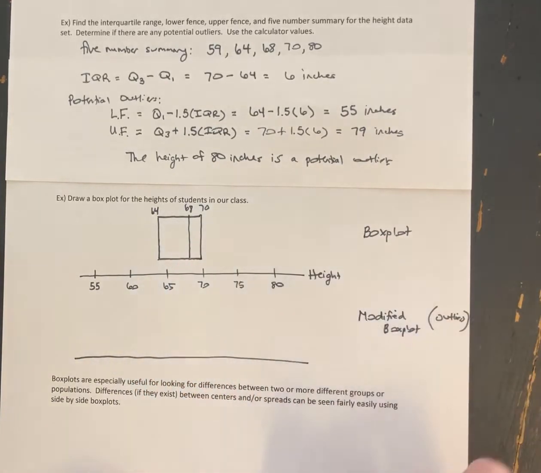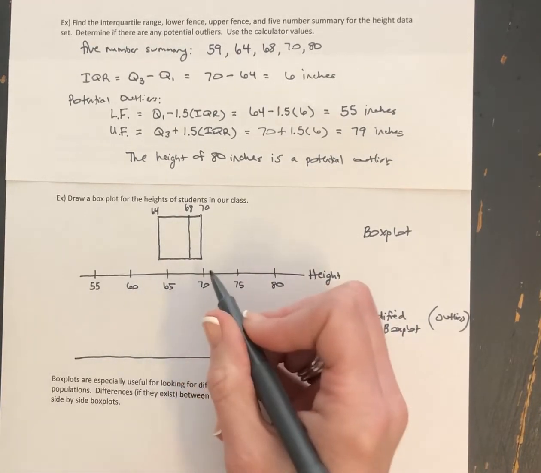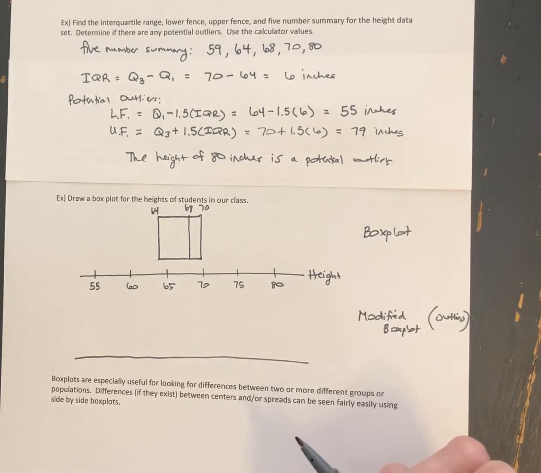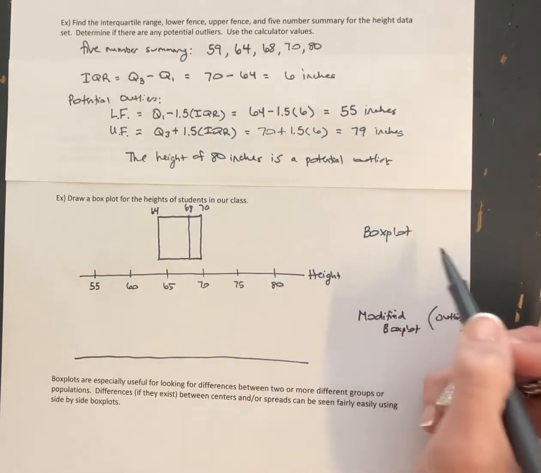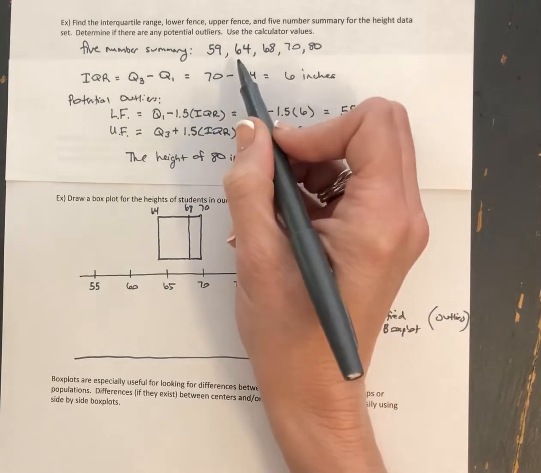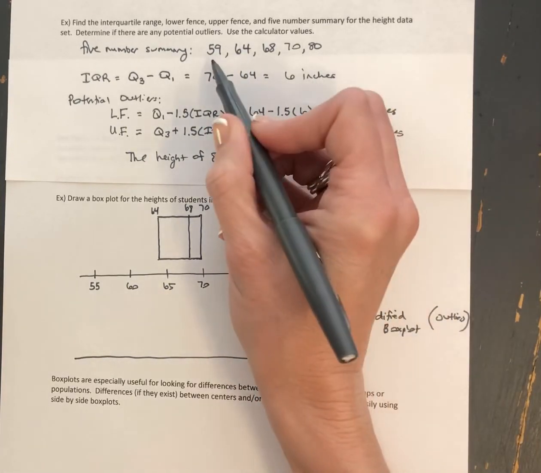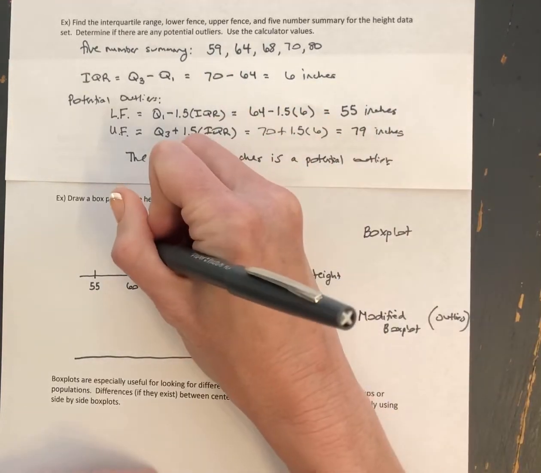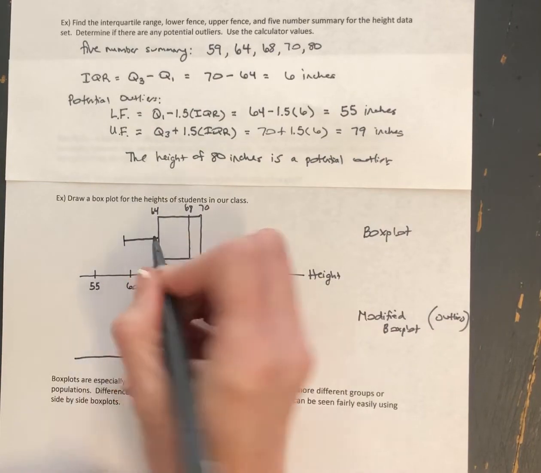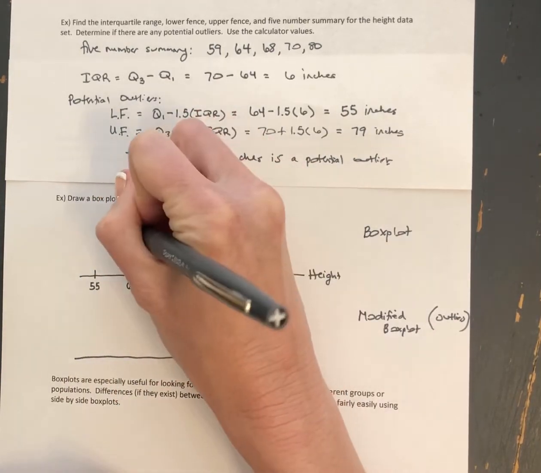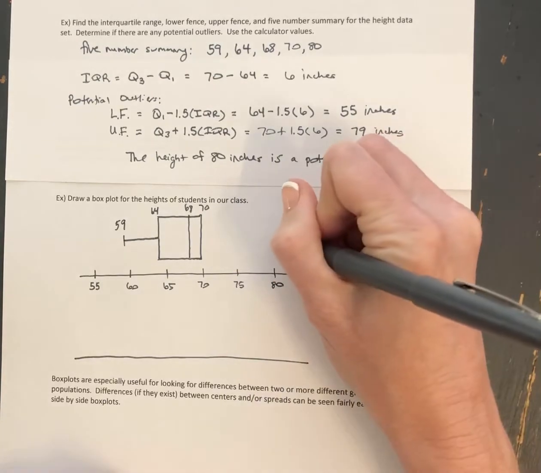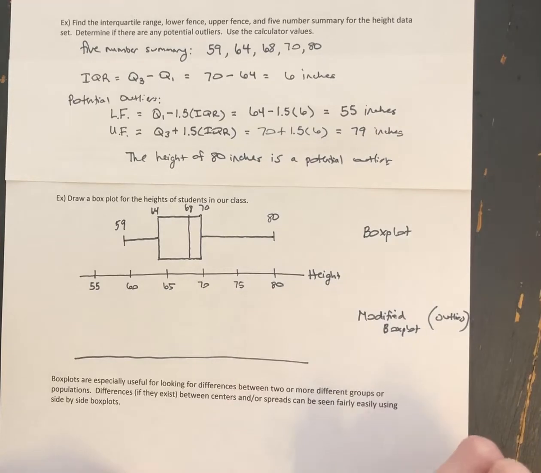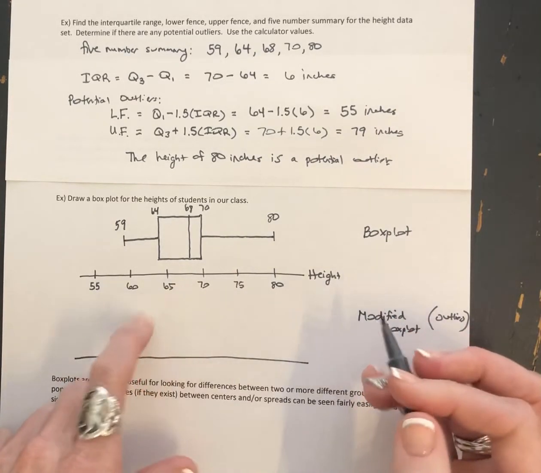And so again, that's what you're going to use, those 3 values, Q1, Q2, and Q3, to form your box portion. And then in general, if you didn't have any outliers, you would just extend what we call the whiskers down to the minimum and up to the maximum. So the minimum was 59, that's right about here. The maximum was 80, and that's right about here. And that's what a regular box plot would look like for this data set.